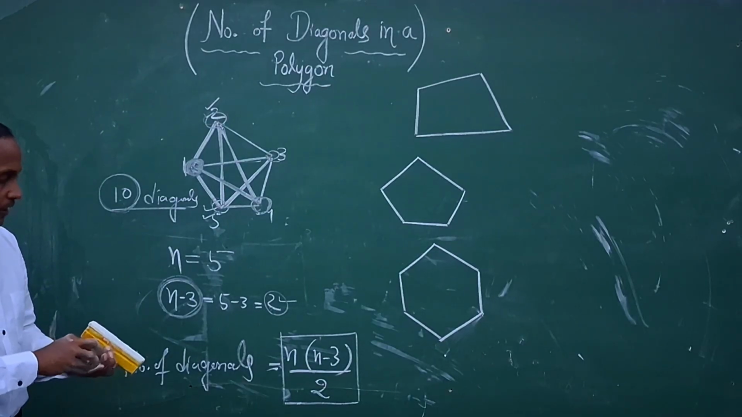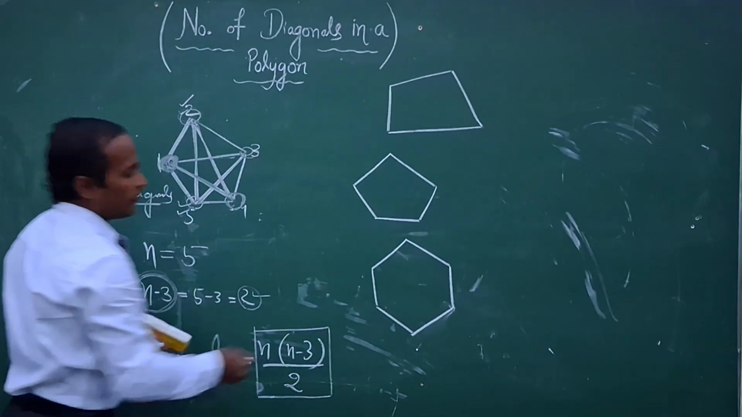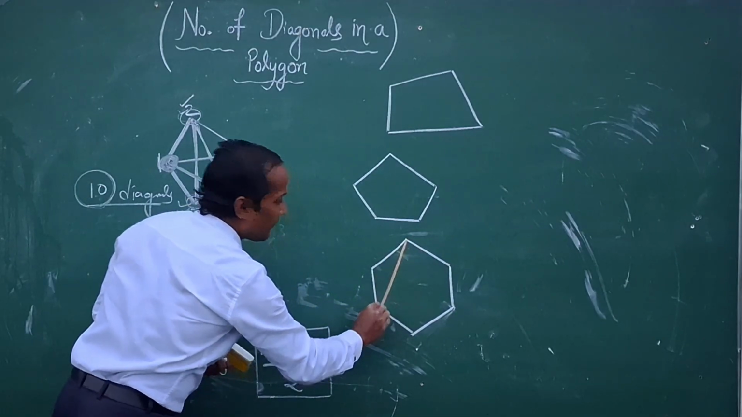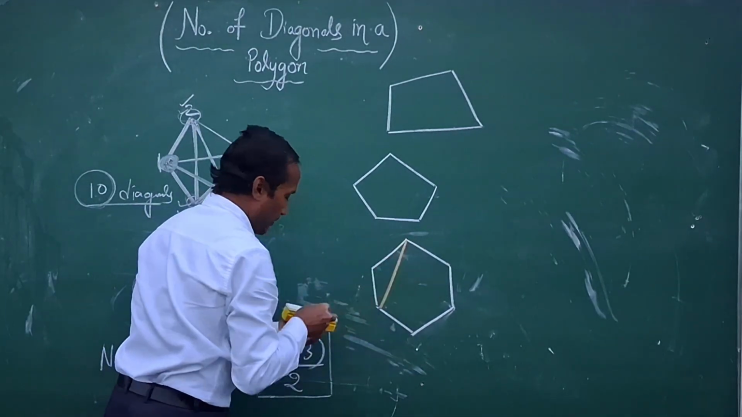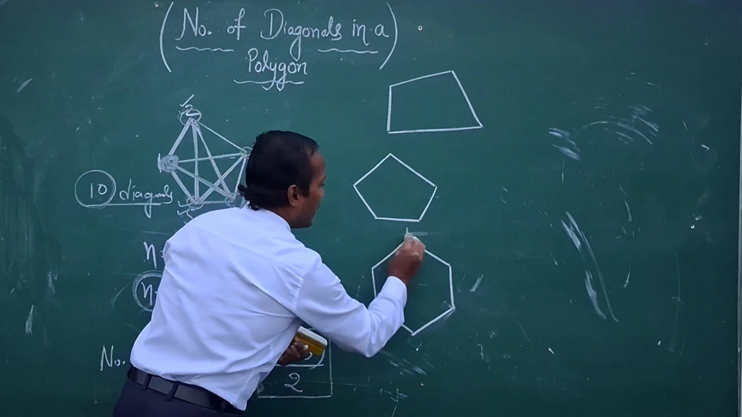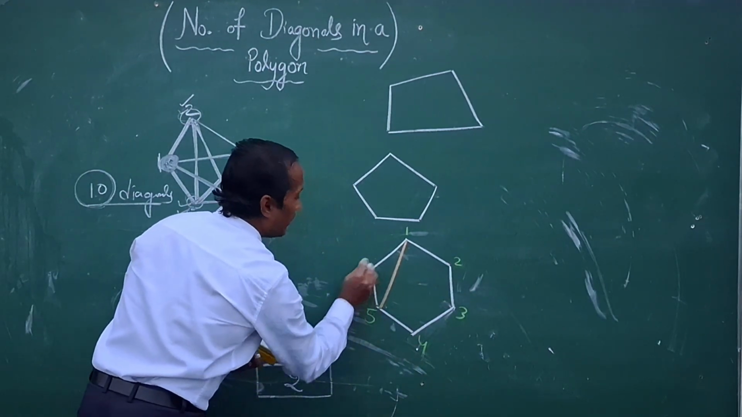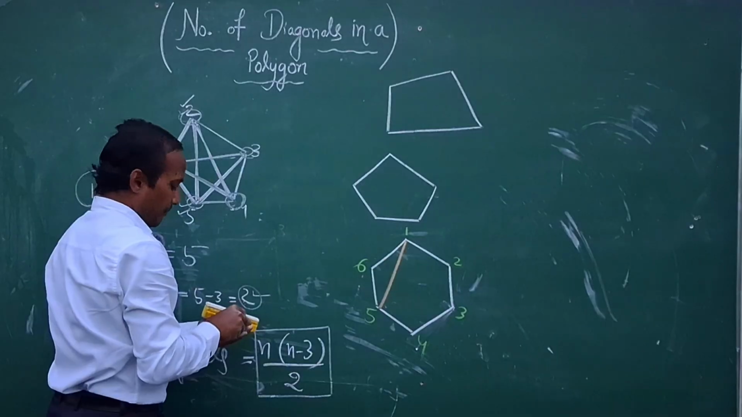I can show you by drawing. It will be a beautiful diagram when you draw. See, for hexagon I am drawing. This is vertex number 1. This is 2. This is 3. This is 4. This is 5. This is 6. Now I am drawing the diagonals inside.